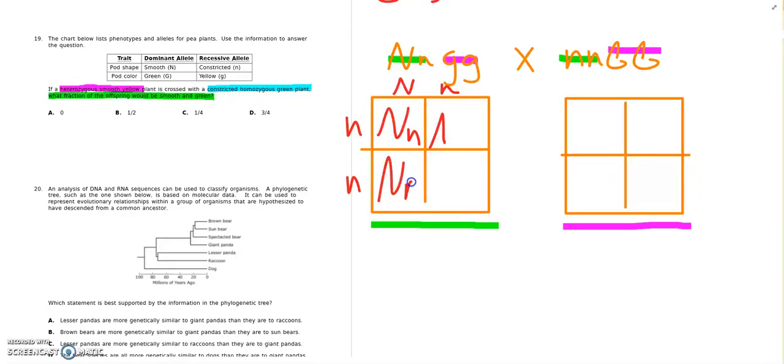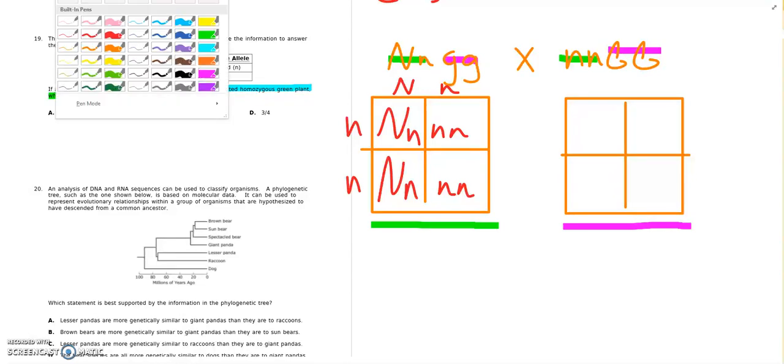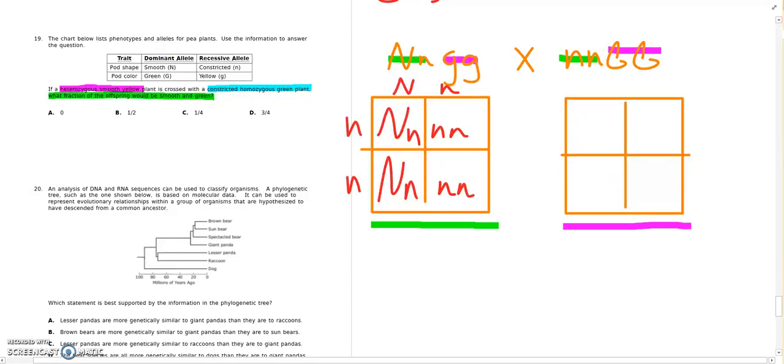Wait a minute. Messed that one up. That should be two capital N's and two recessive n's there. Now for the other one, do I have purple here? I'll use this purple. G.